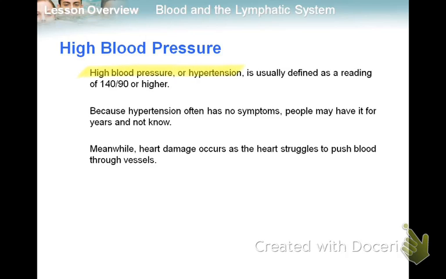High blood pressure is also known as hypertension. It's generally defined as 140/90, that's systolic over diastolic, or higher. People can have high blood pressure for years and not know it. Meanwhile, though, heart damage occurs as the heart struggles to push blood through the vessels.